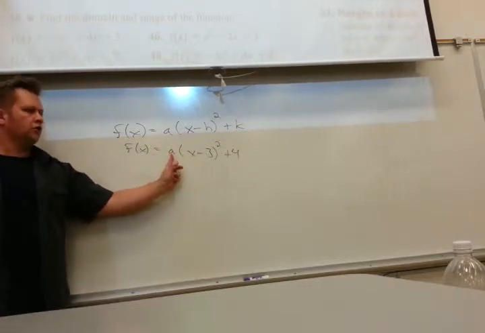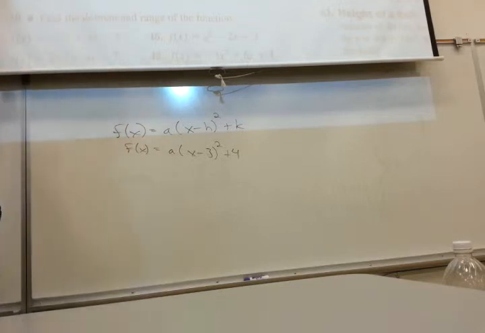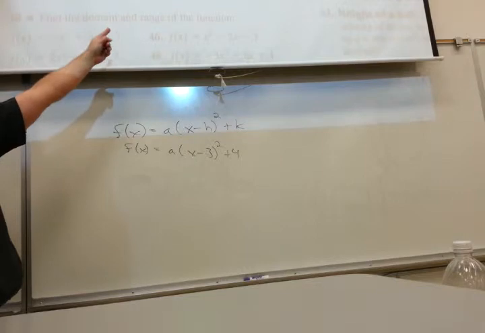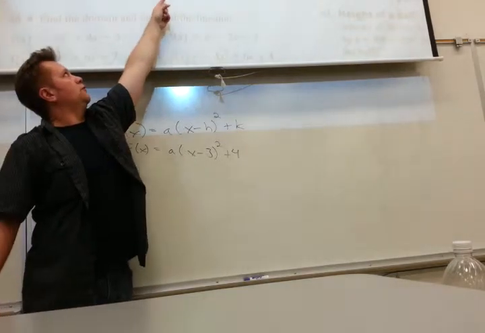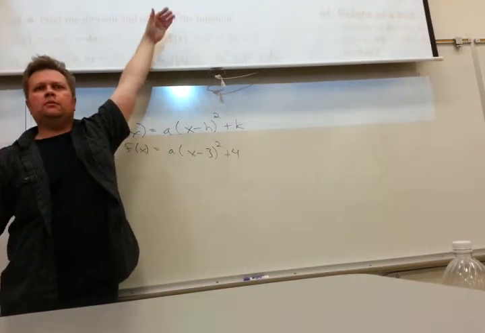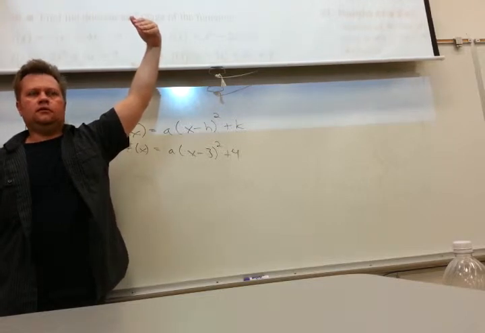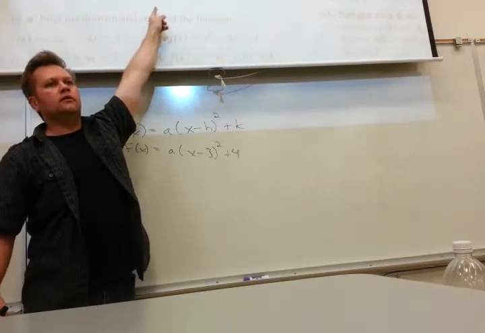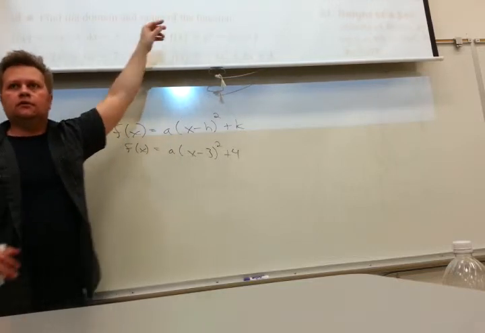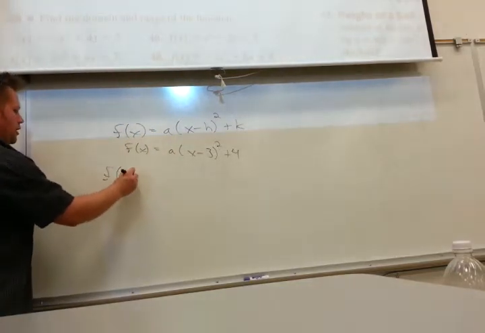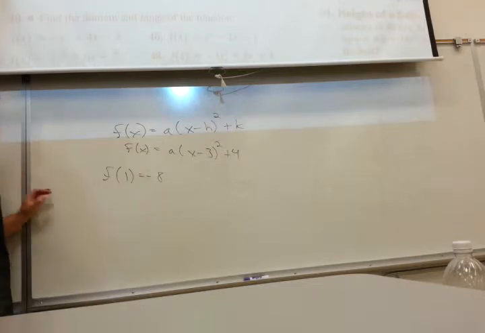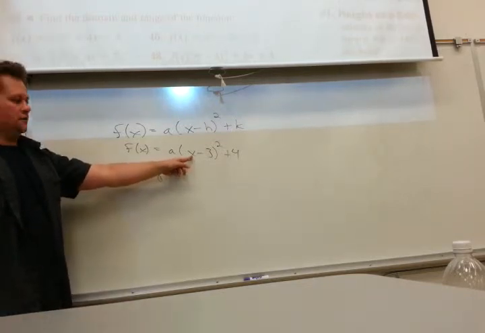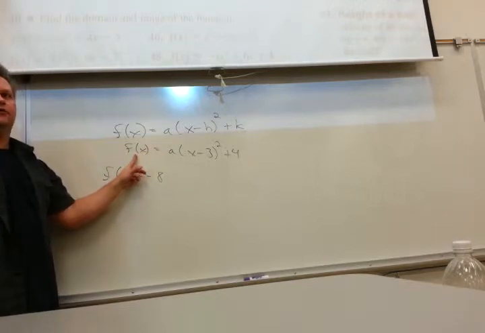Cool. So what's the other piece of information they give me? Where it passes through, the point (1, -8). Now how do I use that? What's 1? What is an x? The input, that's the x value. So when x is 1, the output better be negative 8. So now I can just plug a 1 in and a negative 8 output and solve for a.